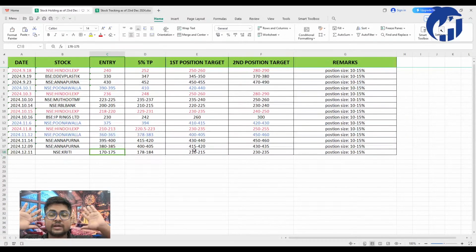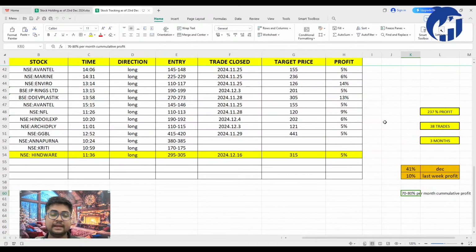If you look at Kriti Industries, it is trading at the 155, 160 level, a lot behind our entry price. We analyzed in the morning itself what would be happening in Kriti. Now just look at the profitability as of today, 27th of December. We have a cumulative profit of 41% in the month of December. So we have been delivering you a consistent return, the 41% return.